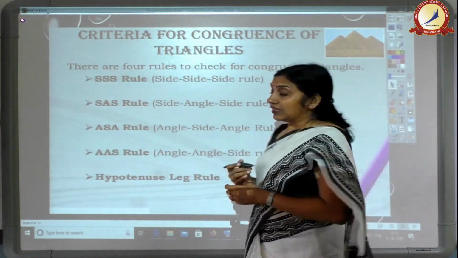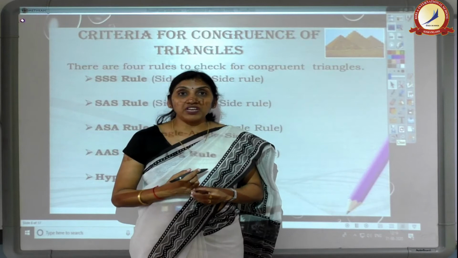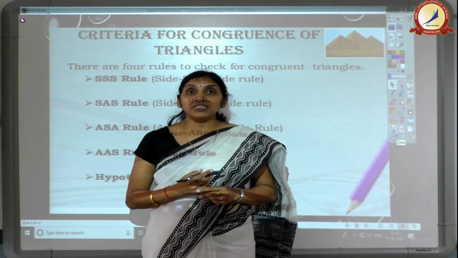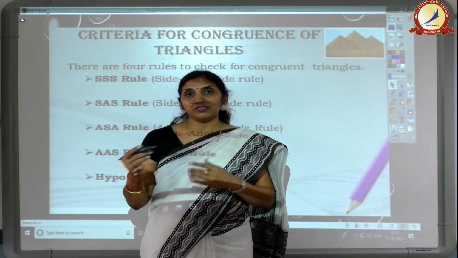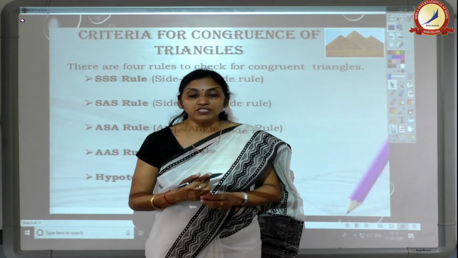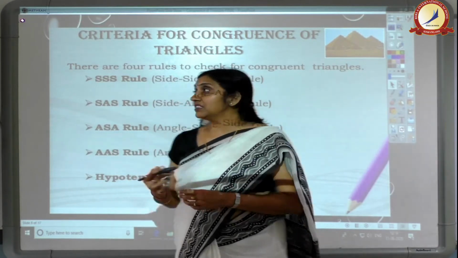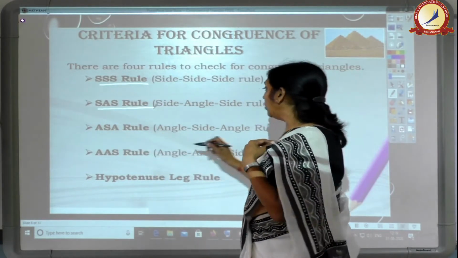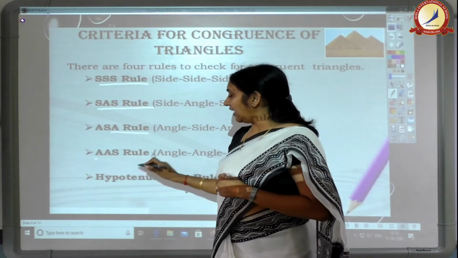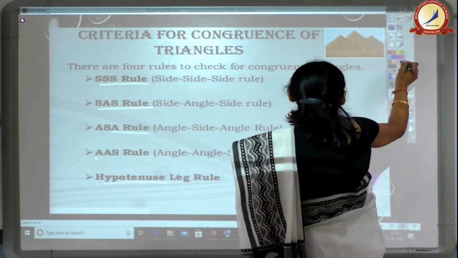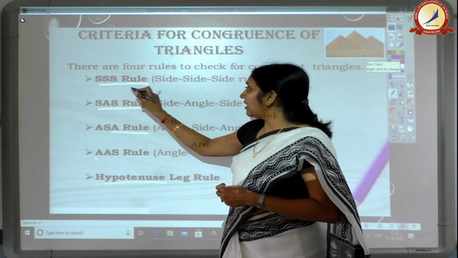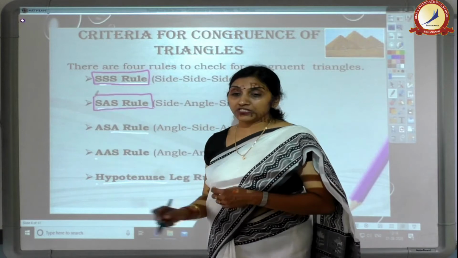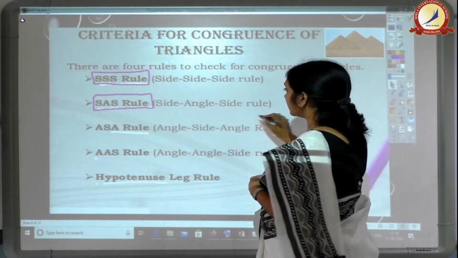Now, to prove triangle congruency, we basically have rules, or conditions. As I said, two circles are said to be congruent only if their radii are equal. But to prove the congruency of triangles, we have these conditions: the SSS congruency rule, the SAS congruency rule, the ASA congruency rule, the AAS congruency rule, and the RHS congruency rule. Today we are going to see only the SSS and the SAS congruency rules of triangles.